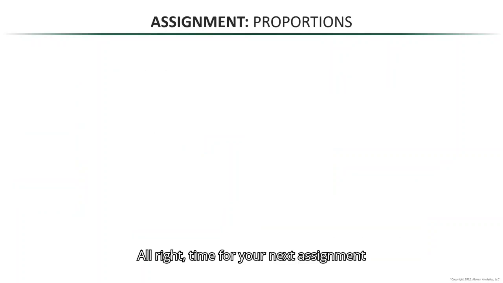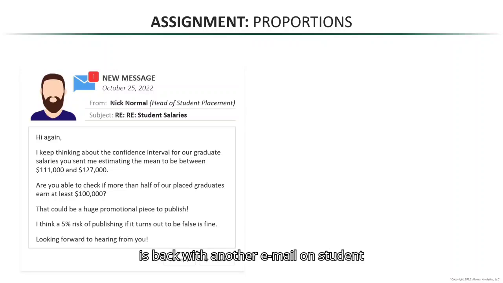Alright, time for your next assignment on hypothesis tests. Nick is back with another email on student salaries, so let's see what he has to say. Hi again. I keep thinking about the confidence interval for our graduate salaries you sent me, estimating the mean to be between $111,000 and $127,000. Are you able to check if more than half of our placed graduates earn at least $100,000? That could be a huge promotional piece to publish. And I think a 5% risk of publishing if it turns out to be false is fine.